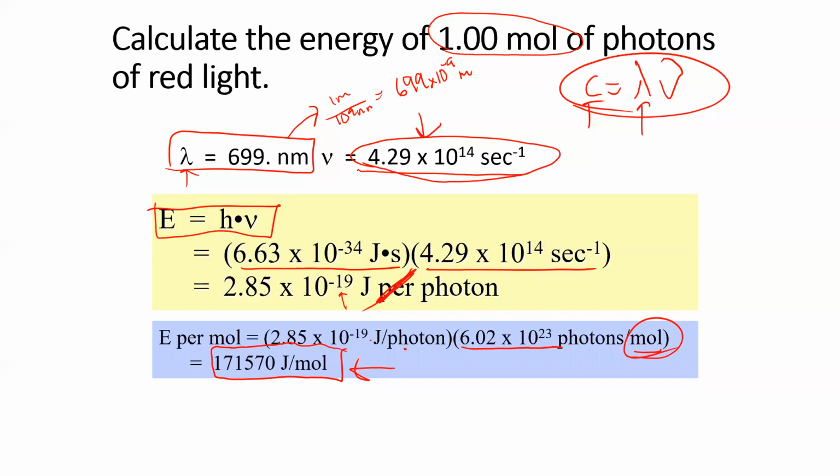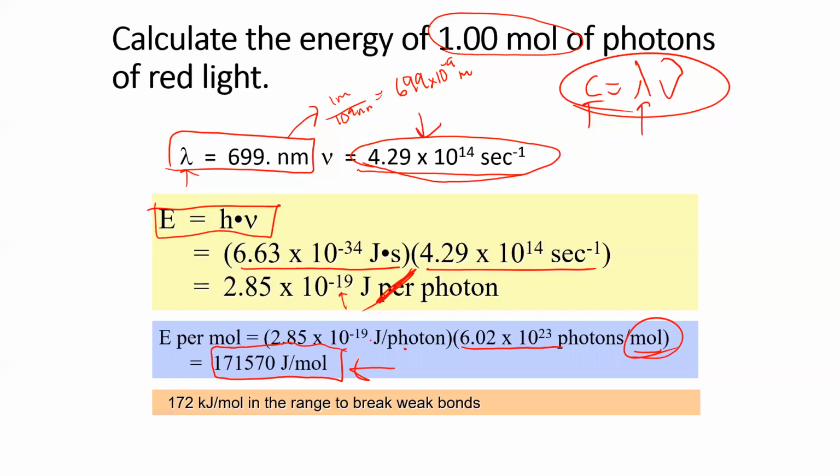That's kind of a lot of joules, so what would be a good thing to turn this into? Instead of joules per mole, we can convert it to kilojoules per mole. How would we do that? We take this number, and we know there's 1,000 joules per 1 kilojoule, or we can just move the decimal over 1, 2, 3 places, and we would round up. So there's 172 kilojoules per mole of energy in 1 mole of red light.